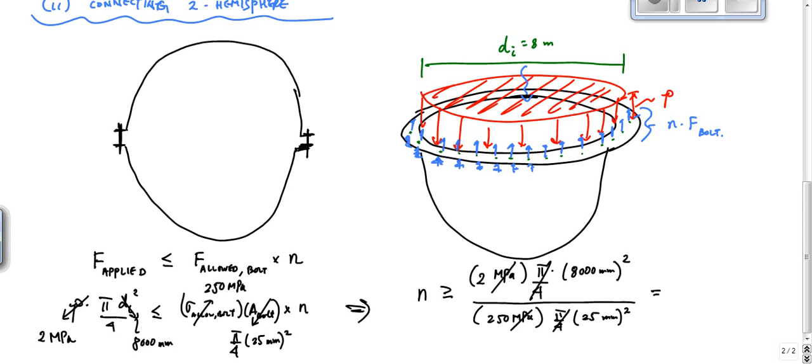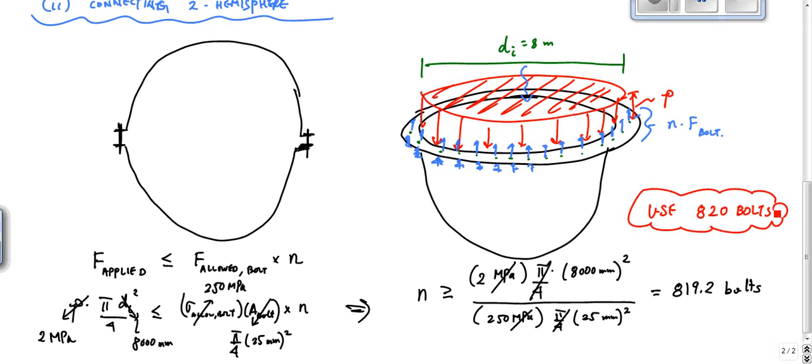Can someone give me a number for that? 819.2 bolts are required, so N has to be greater than 819.2 bolts. But you can't use 0.2 of a bolt, so that means you would use 820 bolts.